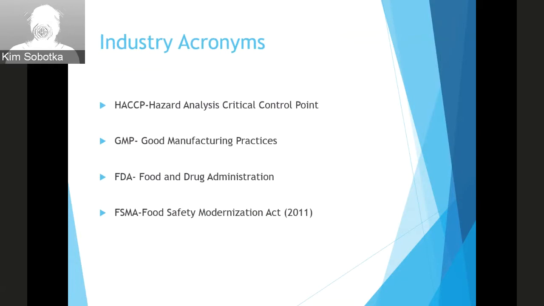The next acronym that's used in the industry is GMP, and that stands for Good Manufacturing Practices. So whether you process food, package food, or distribute food, there is an expectation both from the FDA and third-party auditors that you're going to be following good manufacturing practices. And those would include things like your record keeping, sanitation of the building, complaint handling, and that type of stuff.